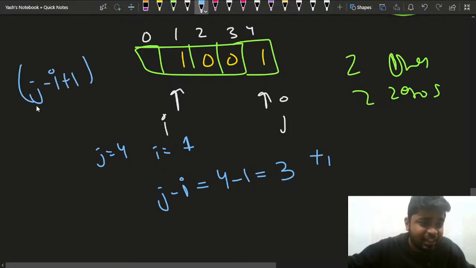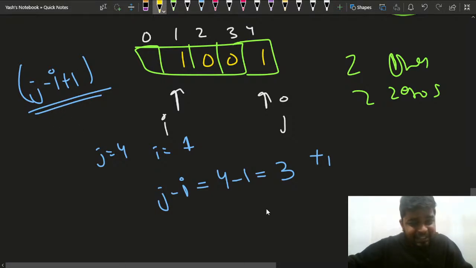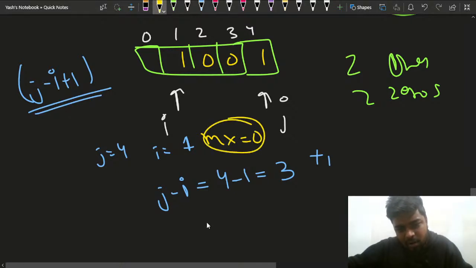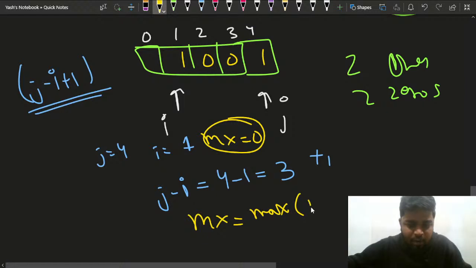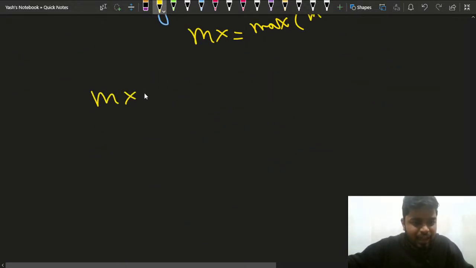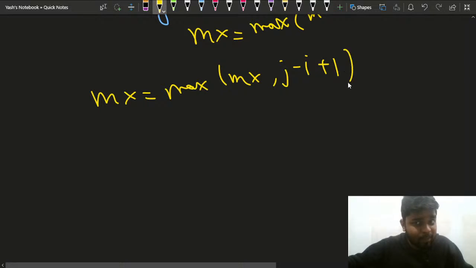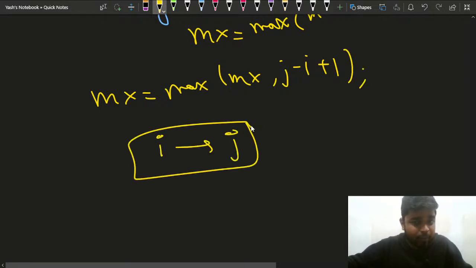That will give me the length of that particular subarray which has an equal number of zeros and ones, and by doing that I can always keep a maximum. Initially I can mark my maximum as 0. Let me write it down: mx is equal to maximum of mx comma j minus I plus 1. If the subarray starting at I and ending at j has an equal number of ones and zeros, then I can always update my maximum length.